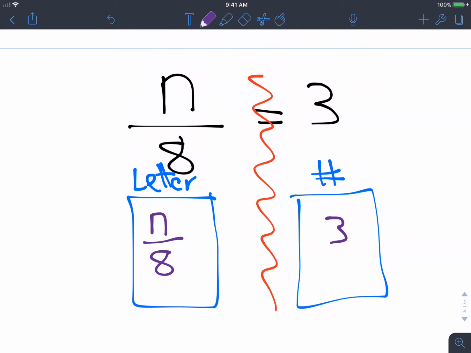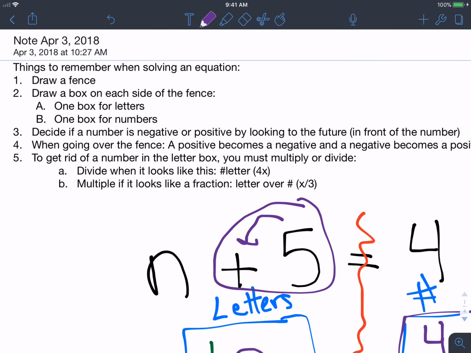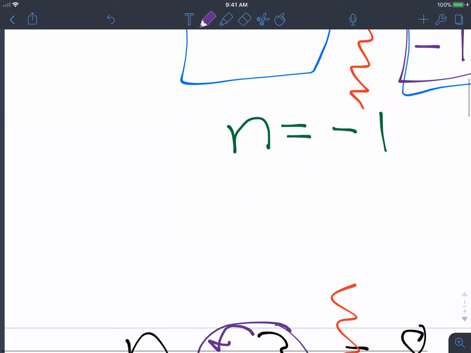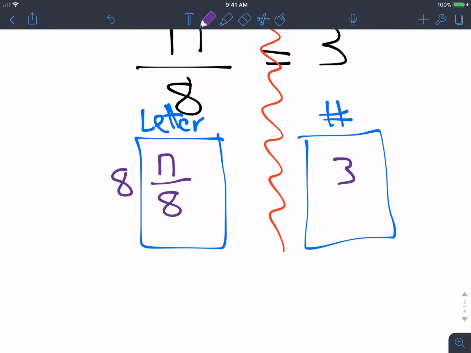Now I do see that it's a letter over a number, so when it tells us that I have a letter over a number, I need to multiply. So I'm going to multiply by 8 over here, which cancels out, and I'm going to multiply by 8 over here. So n equals 24. Now you're going to go ahead and work some problems on your own.